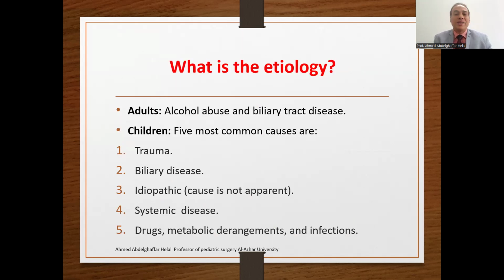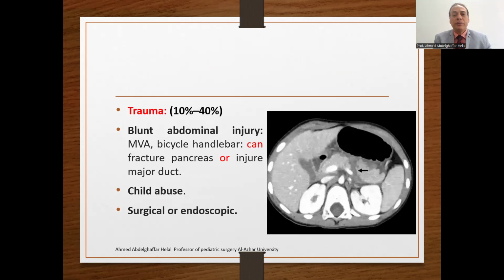What's the etiology? What happened to cause this pathology? In adults, it's well established that acute pancreatitis is related to alcohol abuse or biliary tract disease. In children, the matter may be somewhat different. It may be related to trauma, which is very common, or to biliary disease, considered the major surgical cause. The idiopathic is still present, and also some systemic diseases, some drugs and infections.